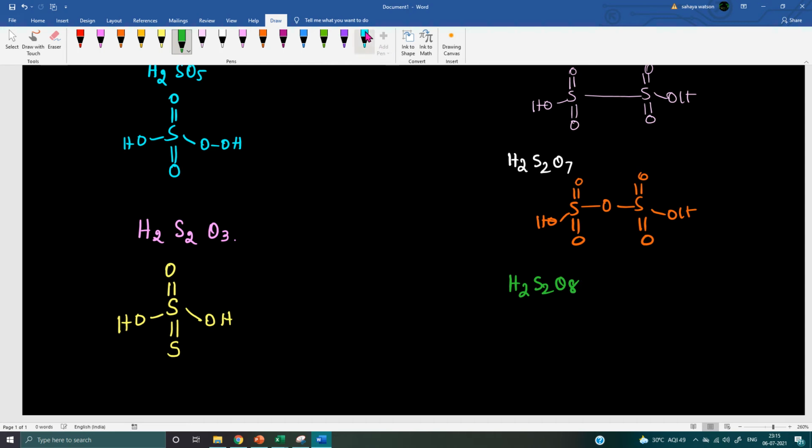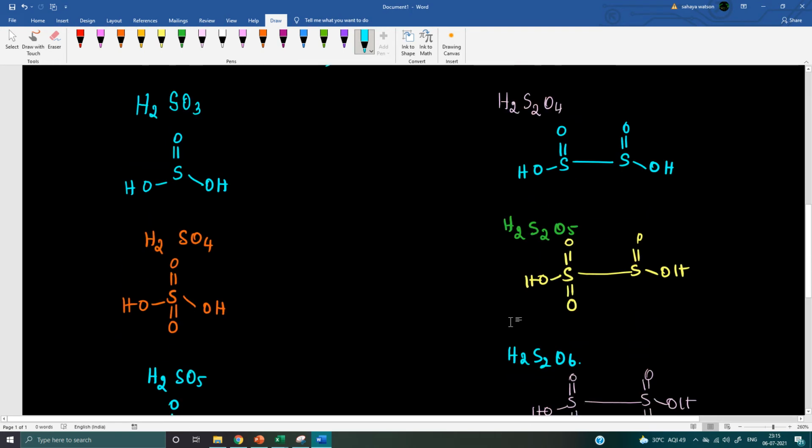The next one is H2S2O8. Here let me draw the basic unit first: S double bond O, OH. Again here one double bond O, S double bond O, OH. Again double bond O. So 3, 3, 6, 2 is remaining, 2 oxygen is remaining. So connect them between the 2 sulfur. So these are the structures of oxy acids of sulfur.